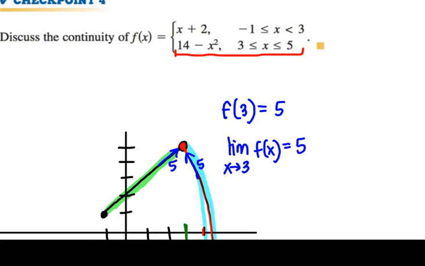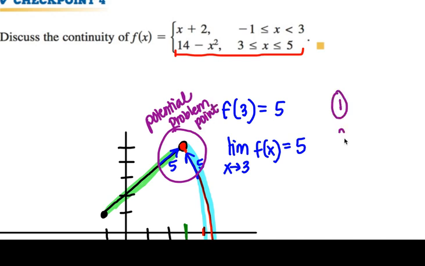Because the function is defined at x equals 3, because the limit exists as x approaches 3, and because those two equal each other, that means at this potential problem point, everywhere else we know is not a problem. This is your potential problem point. Because it has those three things happening, step 1, step 2, step 3, this is not an issue. We've got continuity, and this is continuous from -1 to 5 with an open circle.